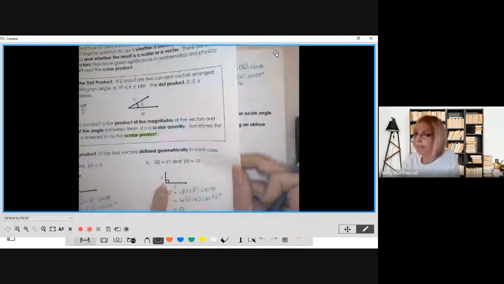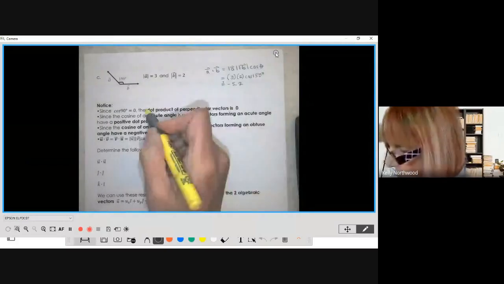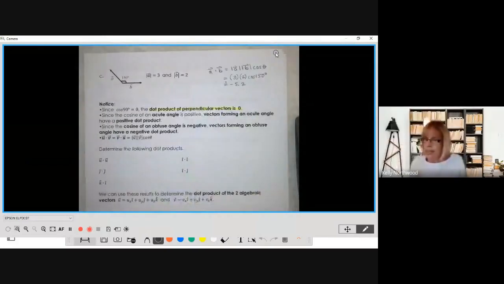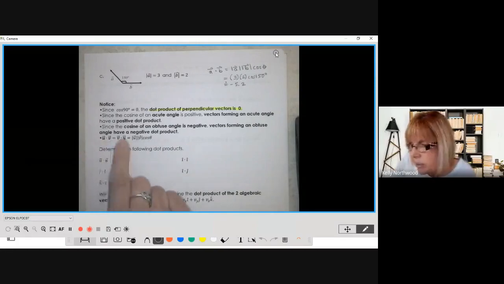Okay, and that's what I've got written down here. So notice that since the cosine of 90 degrees is 0, the dot product of perpendicular vectors is 0. And that's one of our most super important results here. Since the cosine of an acute angle is positive, vectors forming an acute angle have a positive dot product. And since the cosine of an obtuse angle is negative, vectors forming an obtuse angle have a negative dot product. And also u dot v is equal to v dot u, because in both cases, you're just multiplying the magnitudes of the two vectors and the cosine of the angle between them.